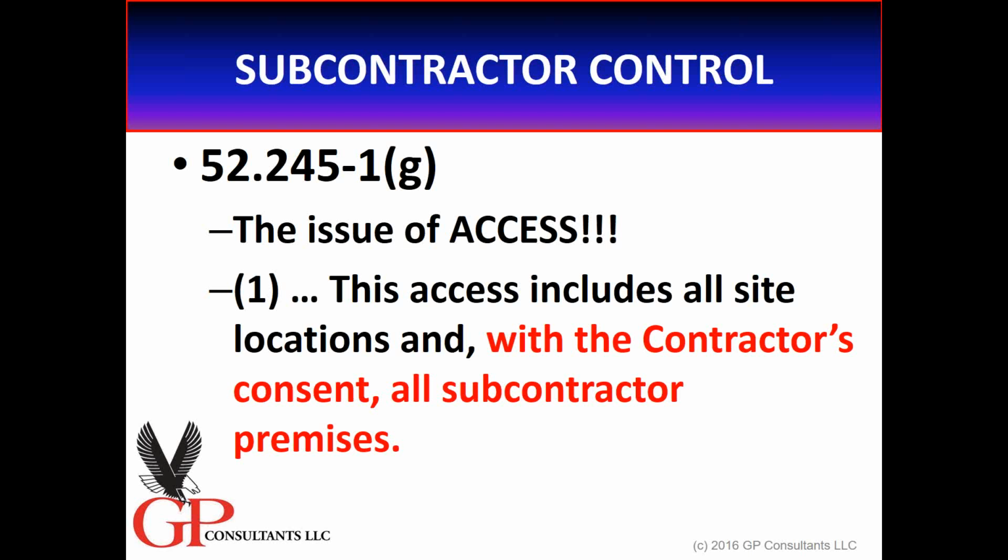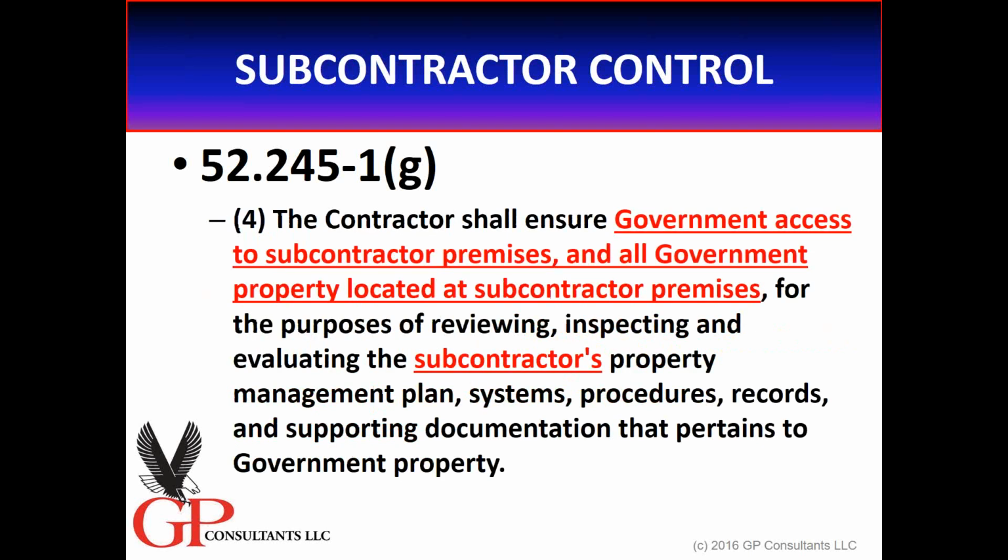A couple others, right? Access. When we talk about access under paragraph G to perform an audit, this access includes all site locations. Here's the important part: and with the prime contractor's consent, all subcontractor premises. Now wait a minute. Remember privity. The government should not be going into your subcontractor plants or facilities without your permission. Why not? Because you as the prime have the responsibility to do the audits. More importantly, there is no privity. They have no contractual relationship. So be aware of that, right?